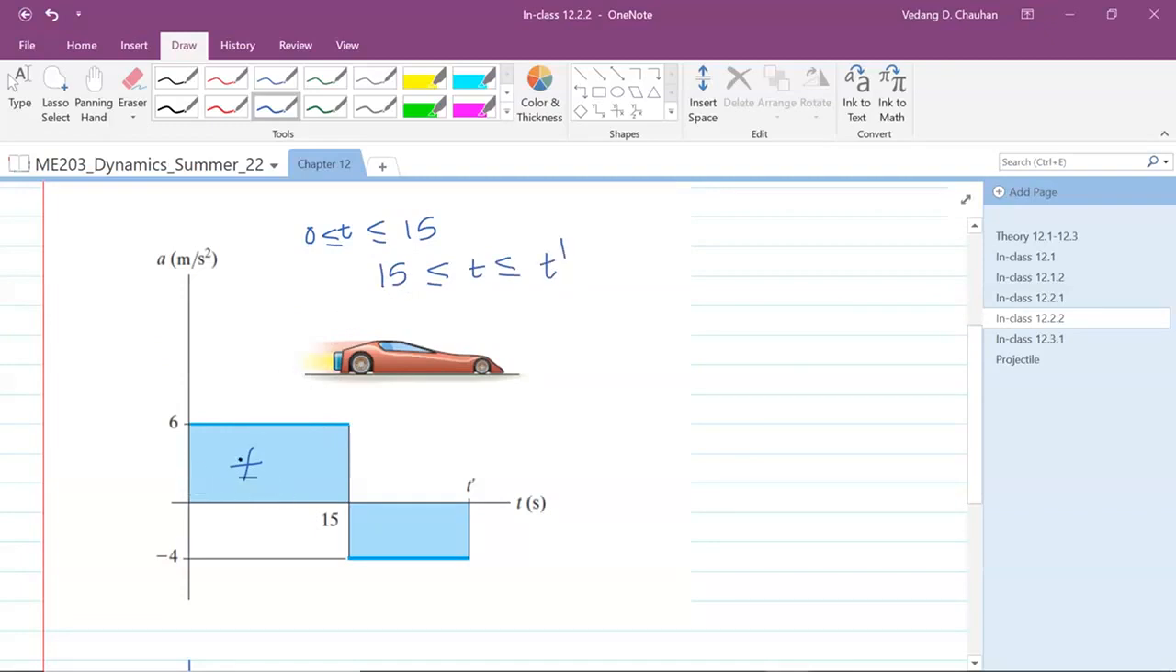So 0 to 15 acceleration is positive. That means car will speed up. And at 15 seconds, the car is now slowing down. So it's the deceleration phase, or you can say that acceleration is negative. And that's why the speed drops, and at t dash it stops. So its velocity becomes zero. So it's very obvious from the acceleration plot that the maximum speed will happen at the end of the acceleration phase, which is at 15 seconds. We need to calculate what that speed is.